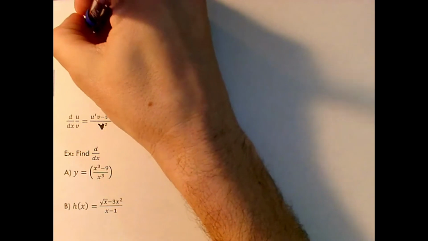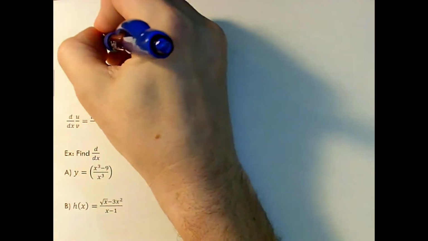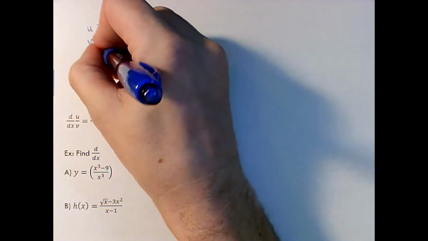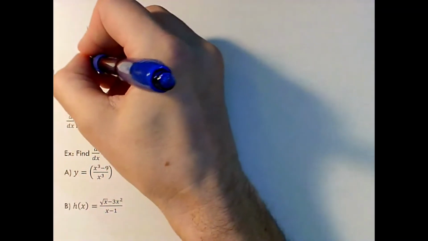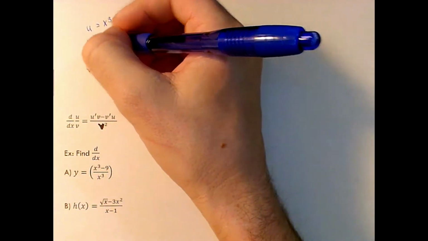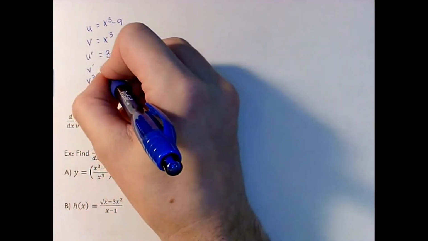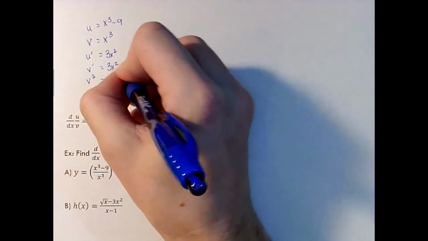U is going to be x cubed minus 9. V is x cubed. U prime is 3x squared minus 0. V prime is 3x squared. And v squared is x cubed squared, which becomes x to the 6th. Multiply exponents.